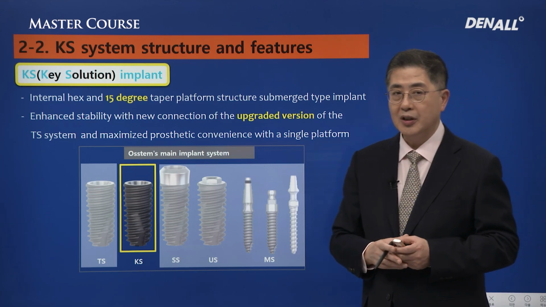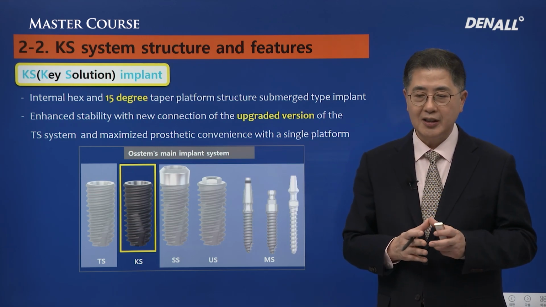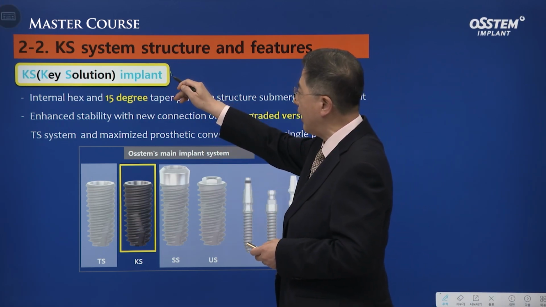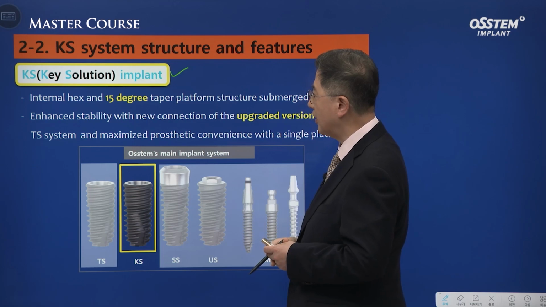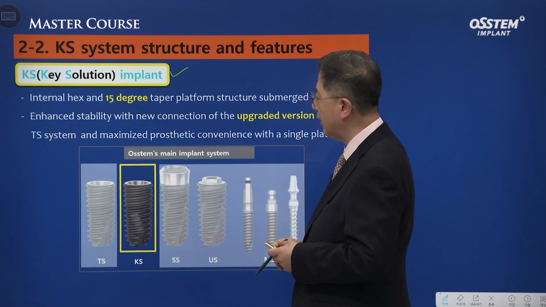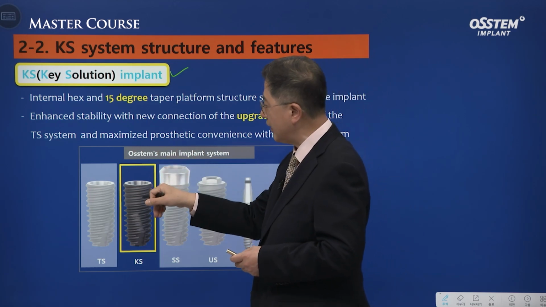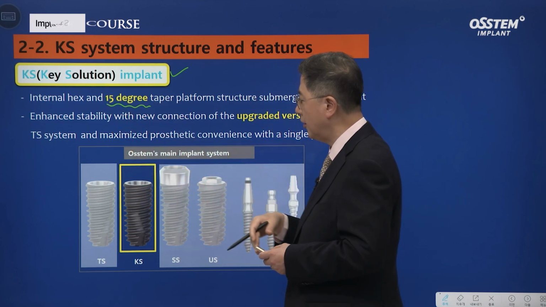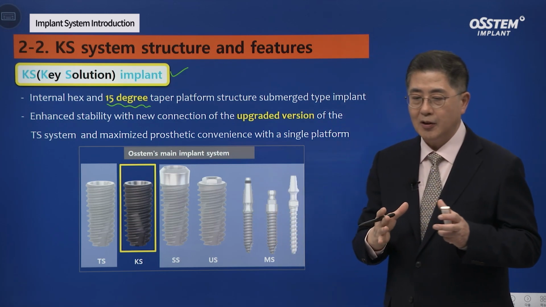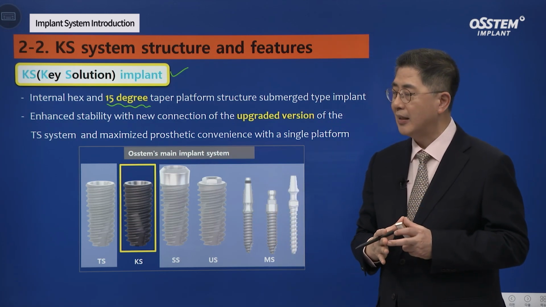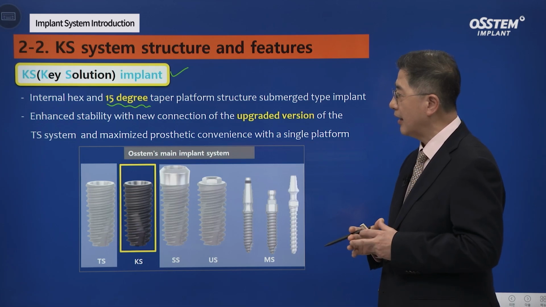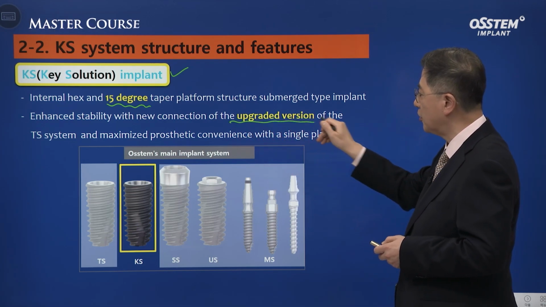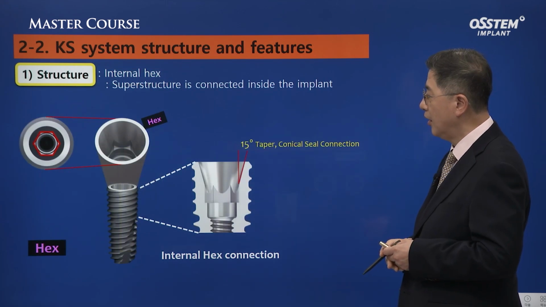KS implant has similar form and it was released 3 years ago with a reinforced connection. Not many know about KS implant, so I would like to provide an explanation. If you look at advantages, various factors have been considered, and it has much stronger connection compared with TS implant. It has 15-degree taper. It's an upgraded version of TS. It looks very similar.